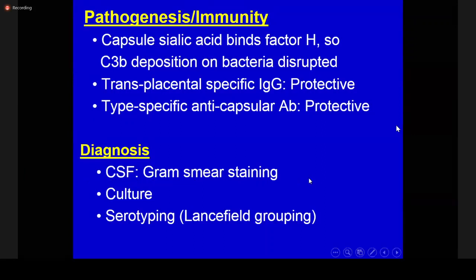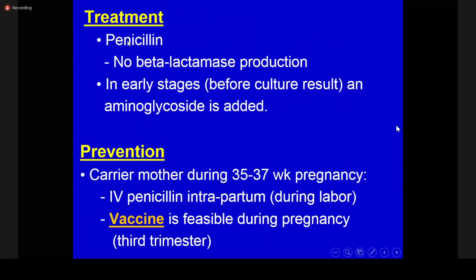Diagnosis, again, you do CSF Gram staining, culture, and serotyping, Lancefield grouping. What is Lancefield grouping? It means we know them as group A, group B, group C, etc. This is called Lancefield grouping. And now there are newer methods than Lancefield, but it is still classical bacteriology. Treatment: penicillin. This microorganism does not produce beta-lactamase, no beta-lactamase enzyme which can break penicillin. That is, they have no beta-lactamase production.